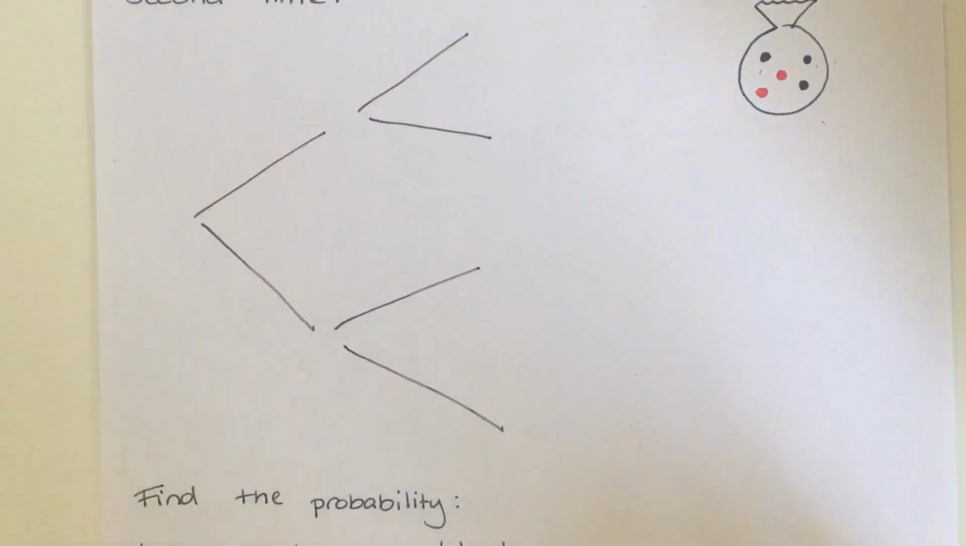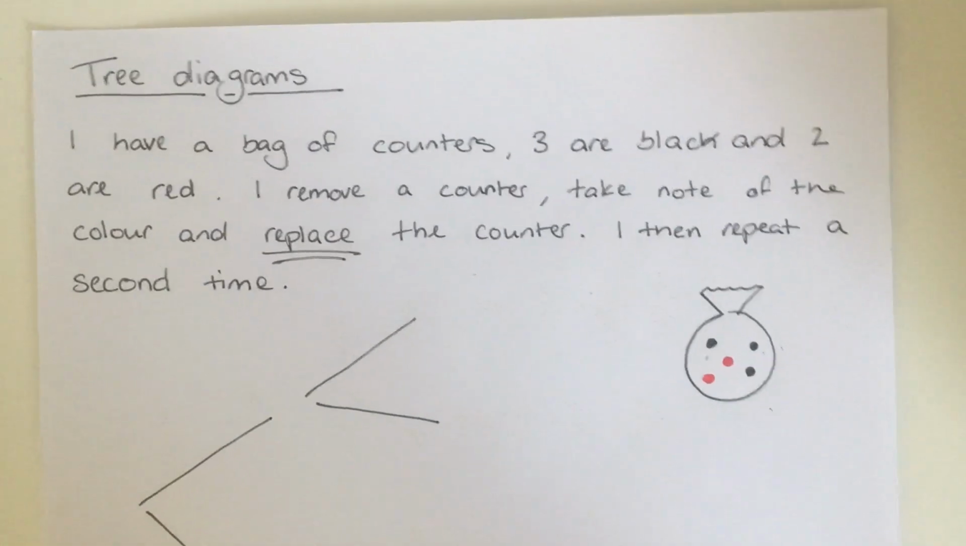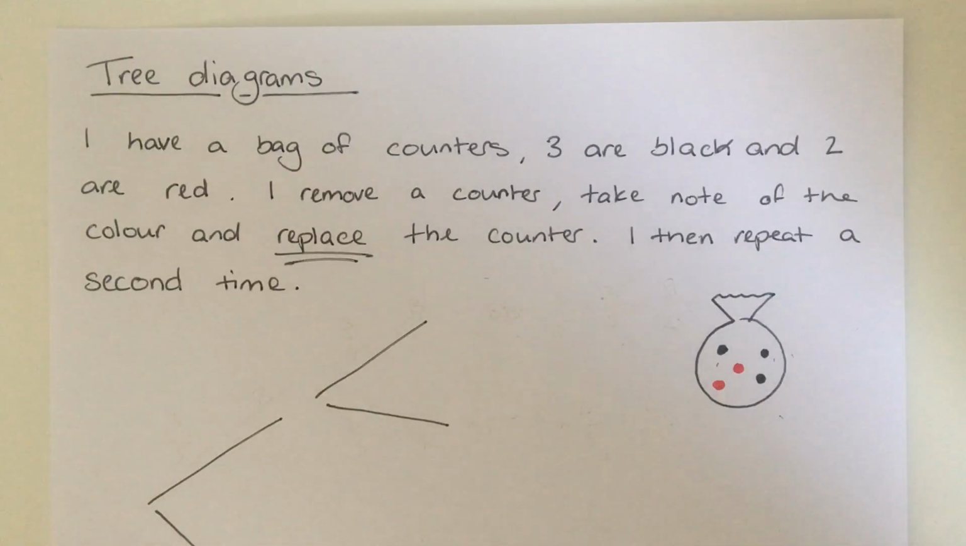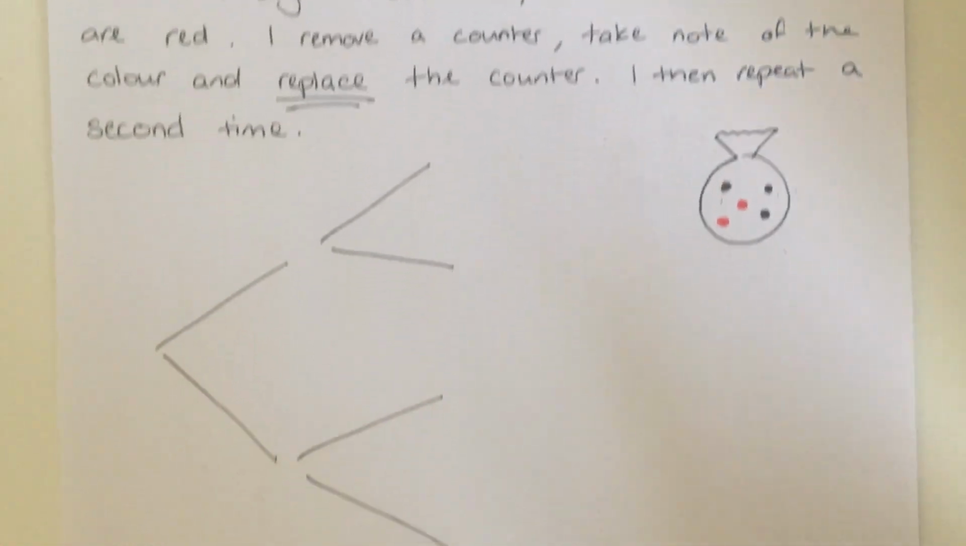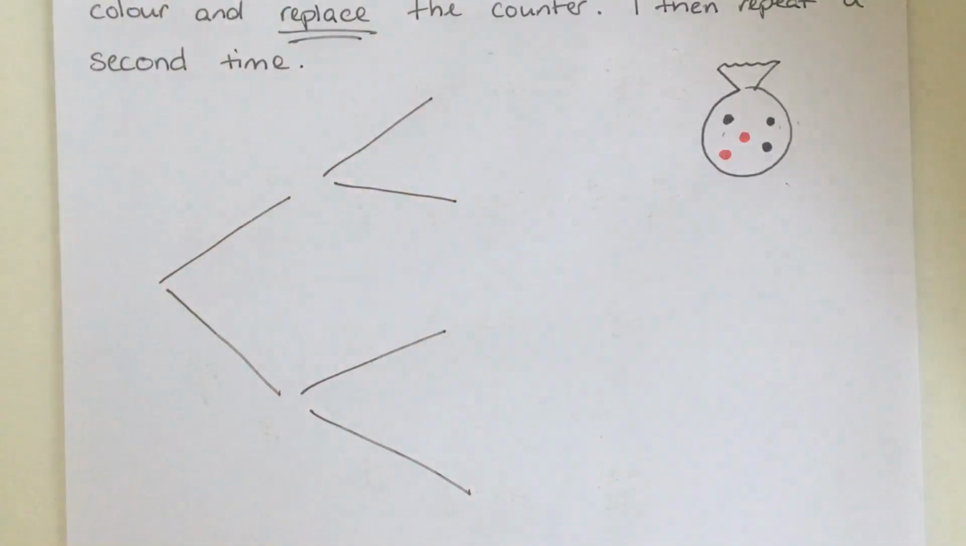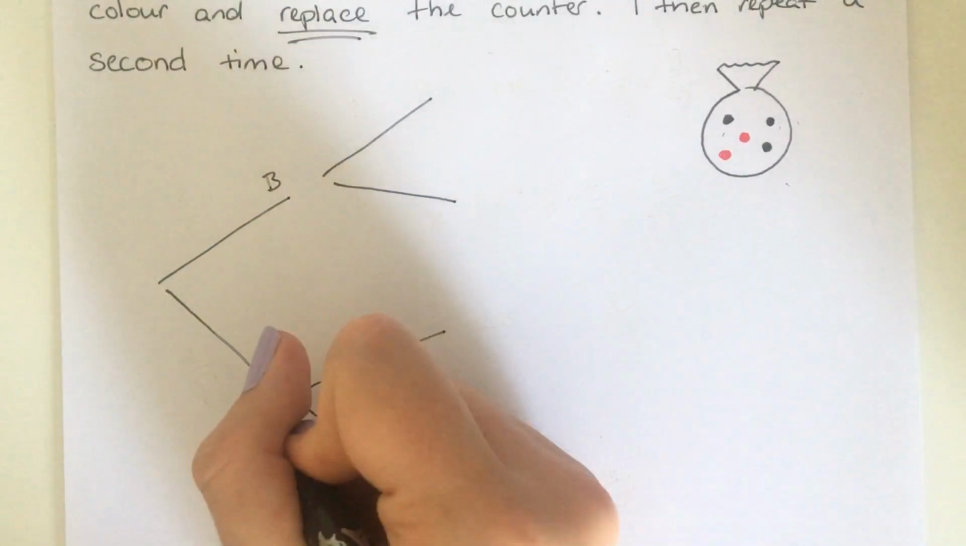Moving on, tree diagrams. So I have a bag of counters, 3 are black, 2 are red. I remove a counter, I take note of the colour, I replace the counter, and then I repeat a second time. We can draw a tree diagram now to represent this scenario. Here's my little bag of counters, 3 black, 2 red. So when I take my first counter, there's 2 possible things that could happen. Either I select a black counter, or I select a red counter.